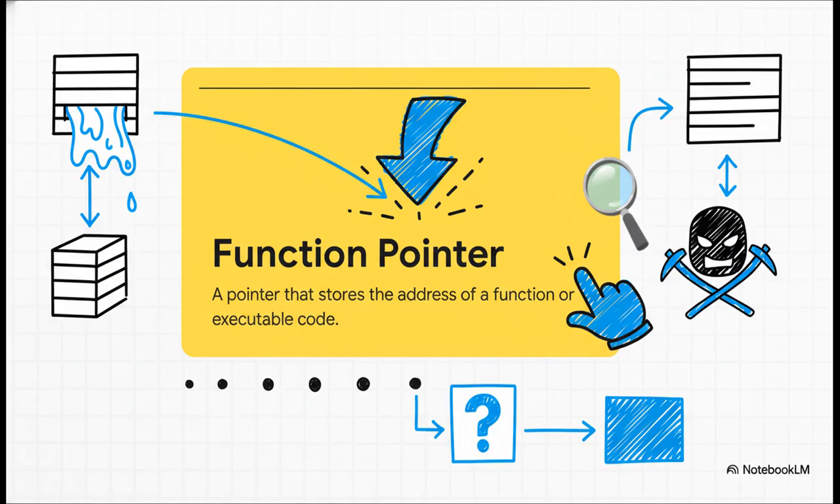So, what is this thing really? Well, unlike a regular variable that might hold a number or some text, a function pointer holds an address. And not just any address, it holds the address of a chunk of code, a function. It's kind of like the program's director, pointing and saying, okay, when I give the signal, I want you to run the code that lives right over there.